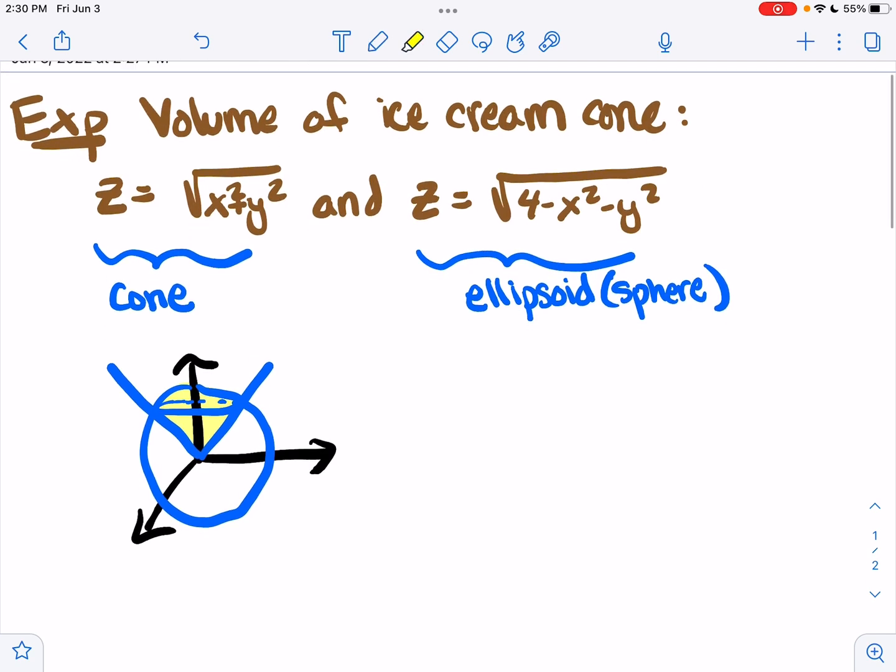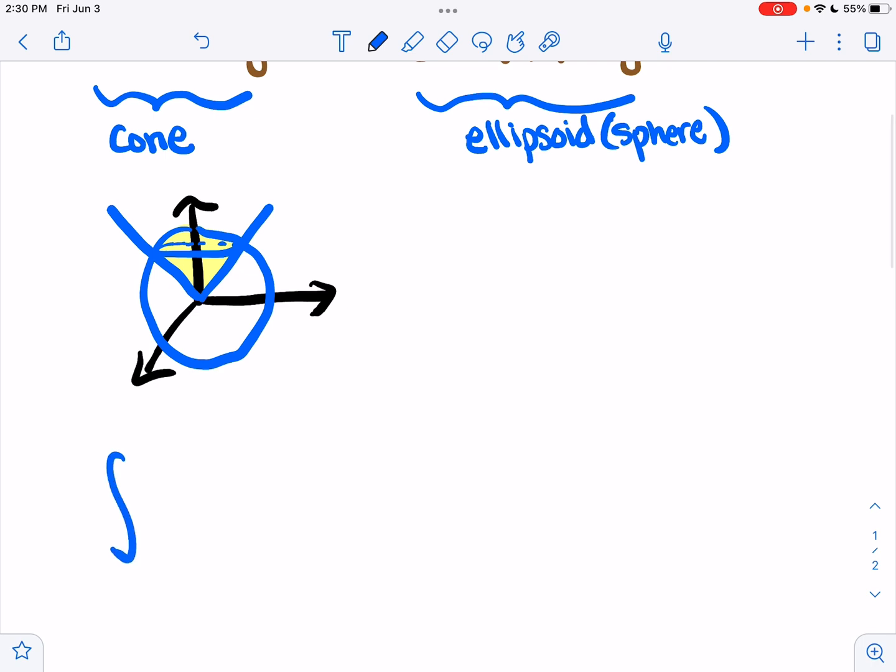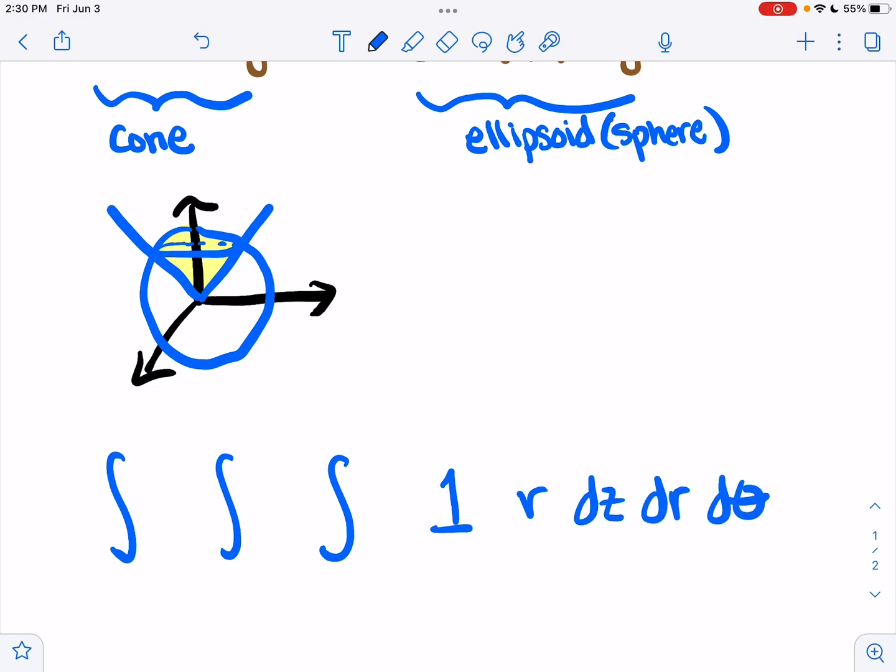Now we're looking for a volume. That means we're integrating the function 1. So we're going to integrate 1. And we know we're going to have an r dz dr d theta when we do this in cylindrical coordinates. We have that extra r in there, and the dz dr d theta.